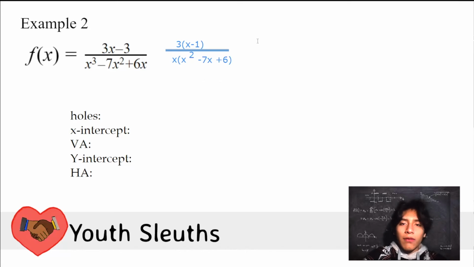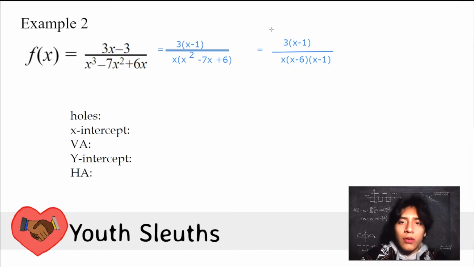Now that we have a quadratic, we can factor it easily. So first, the numerator stays the same, so 3 times x minus 1 over, we bring over the x, then we try to find something that multiplies to 6 and adds up to -7, and we get x minus 6 times x minus 1. Now we can use this to find our characteristics.